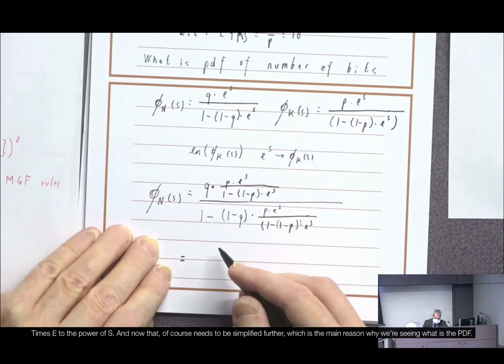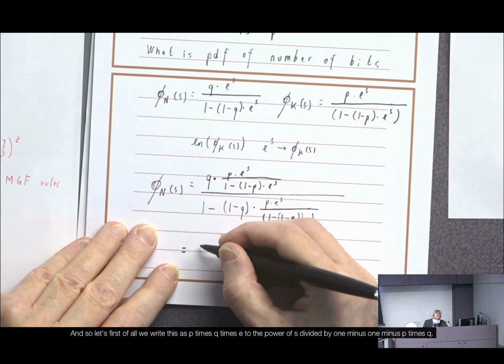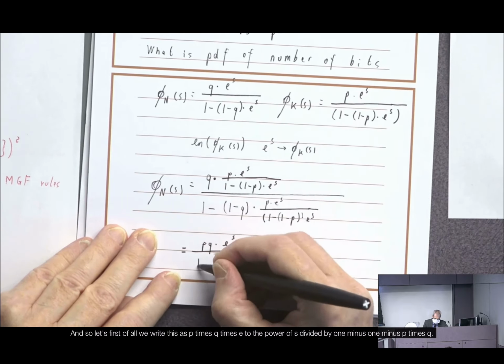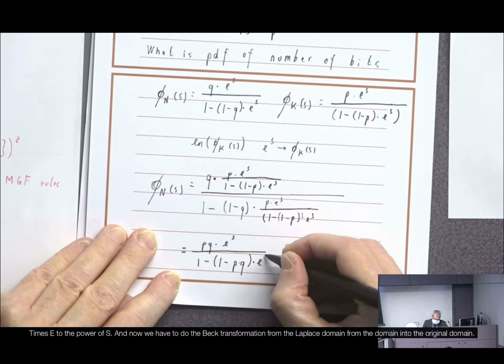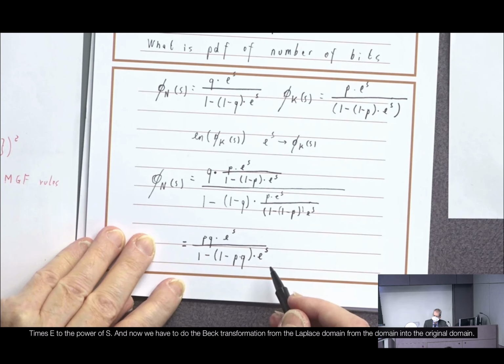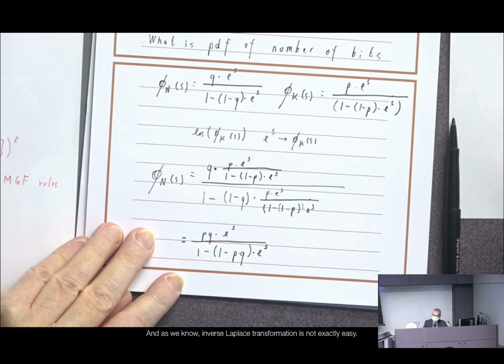And now that, of course, needs to be simplified further, which is the main reason why we're asking what is the PDF. And so let's first of all rewrite this as p times q times e to the power of s divided by 1 minus p times q times e to the power of s. And now we have to do the back transformation from the Laplace domain, from the S domain, into the original domain. And as we know, inverse Laplace transformation is not exactly easy.